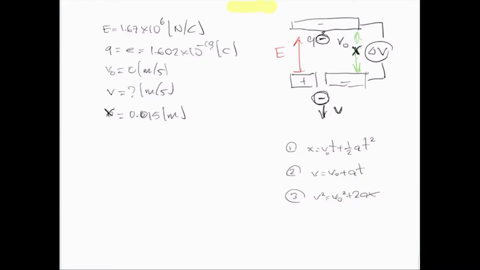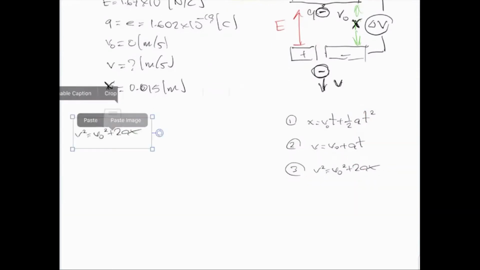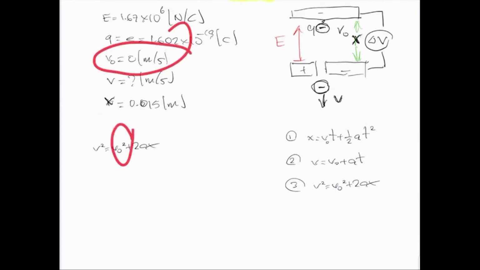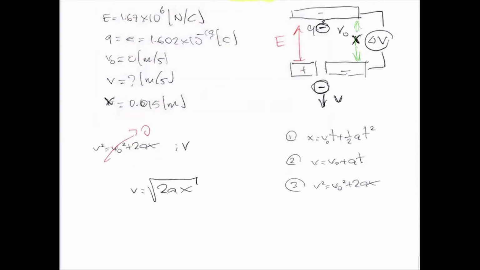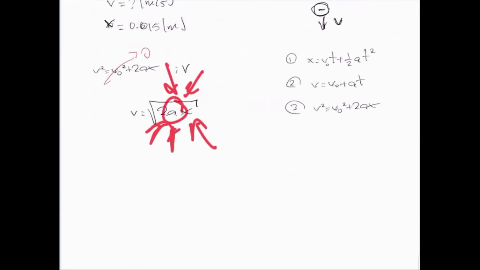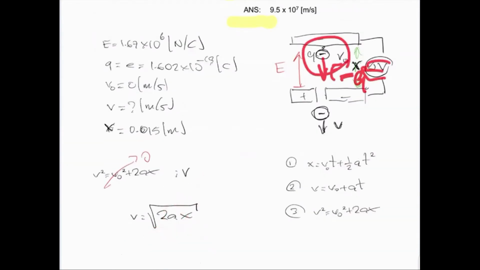The electric field is constant, which means that the force is going to be constant, which means that the acceleration is going to be constant. So the third formula is the only one that we can use. The initial speed is 0, so that drops out. Solve for V. We need to know what the acceleration is.